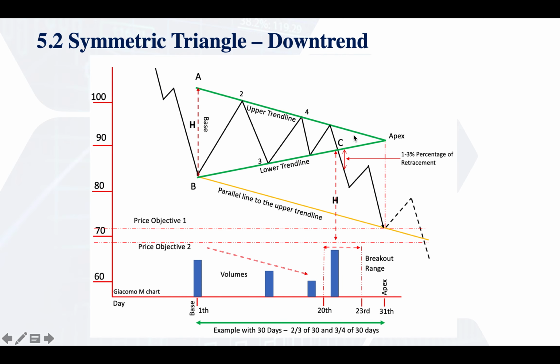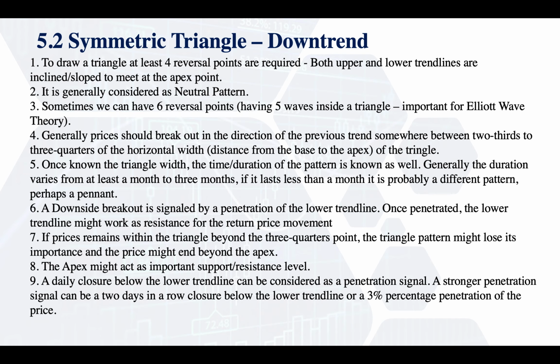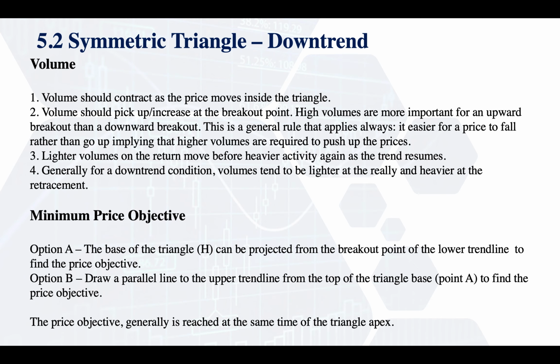Then we can move to the downtrend of the symmetrical triangle. It's totally the same, but this is how it looks. So just again, take a screenshot to be more confident. It applies exactly the same, but this is how it looks with 6 reversal points and with 4 reversal points, and those are the same rules. Just take a screenshot, get confident with this information, just read a lot to be sure that what you are looking at is a symmetrical triangle. Again, volume and minimum price objective. Just take a screenshot and read it.